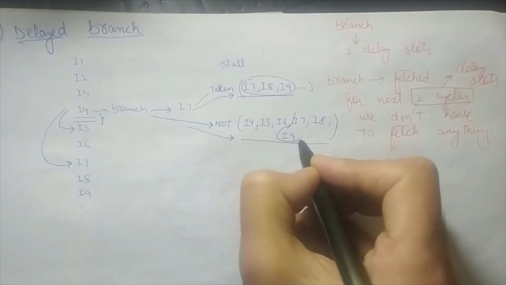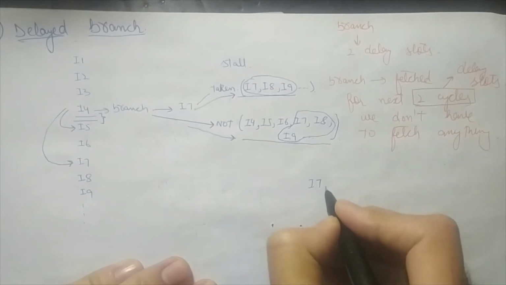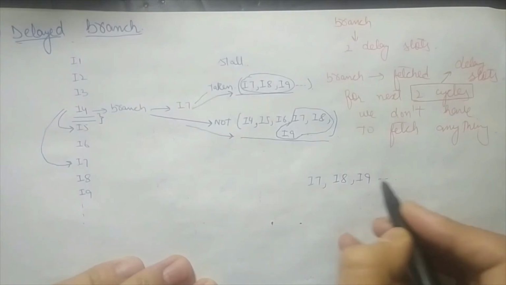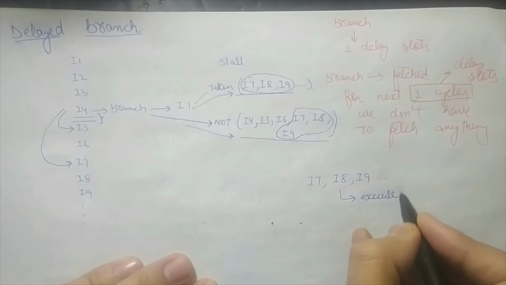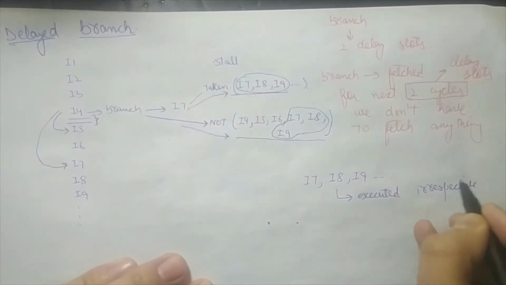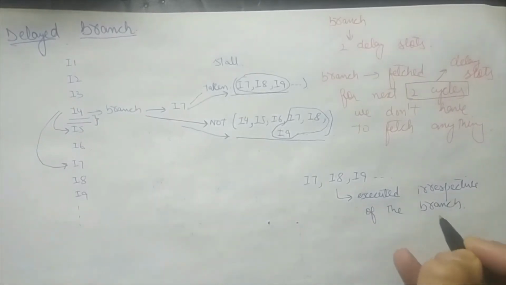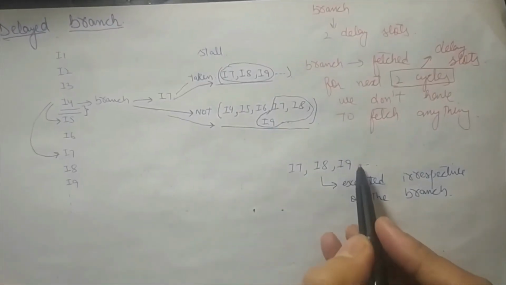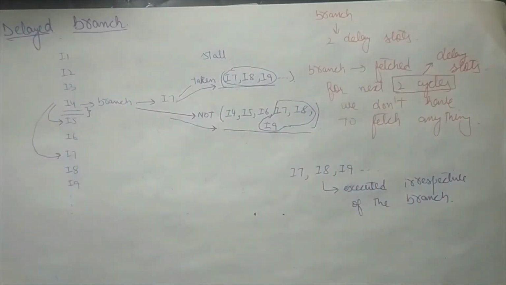So these instructions, I7, I8, I9 and many more, are the instructions that are executed irrespective of the branch, irrespective of whether the branch is taken or not taken. These instructions are executed irrespective of the nature of the branch.